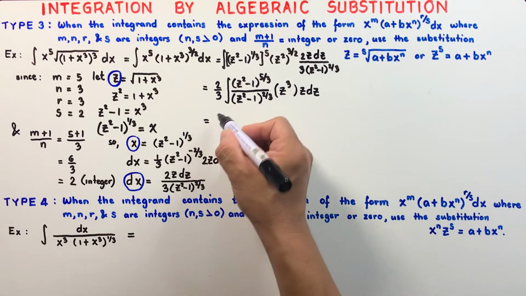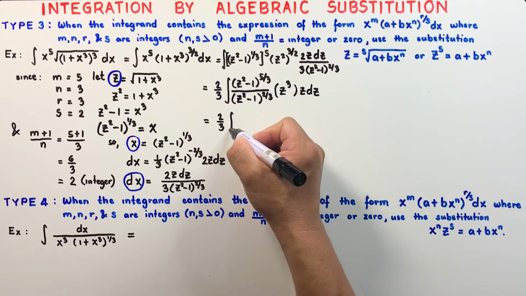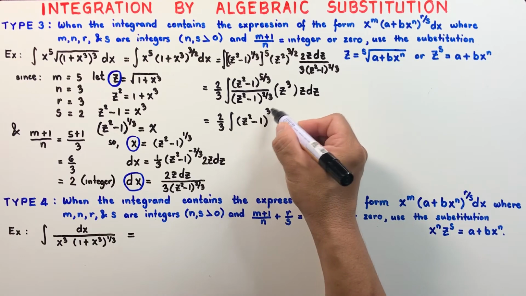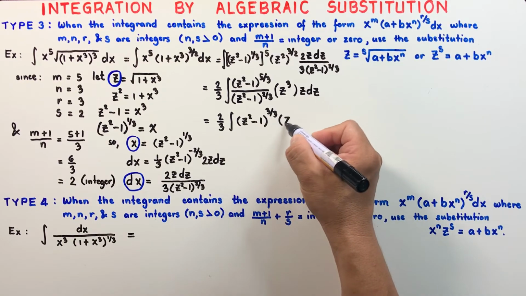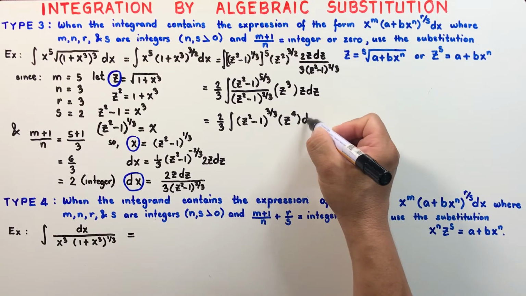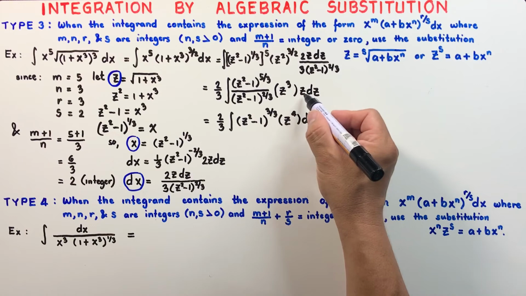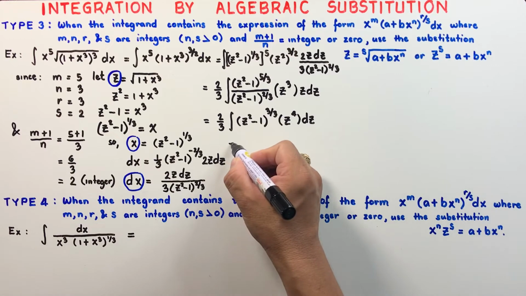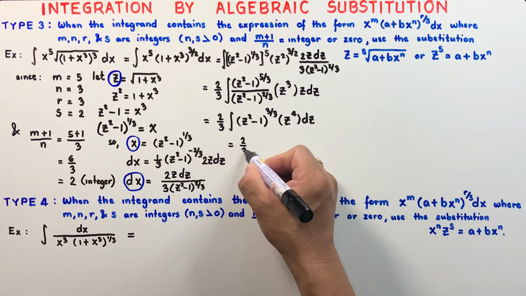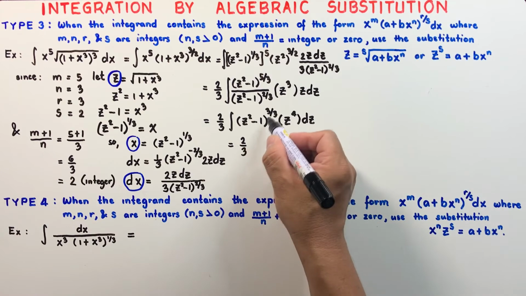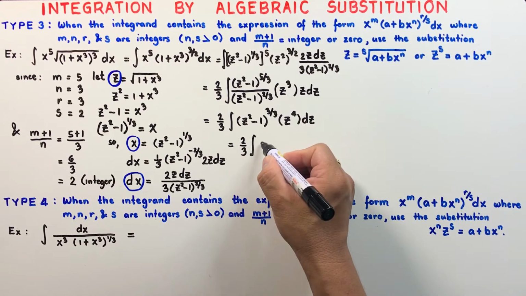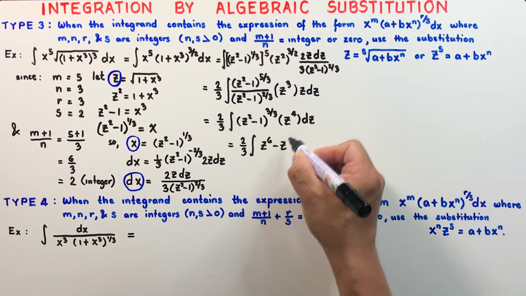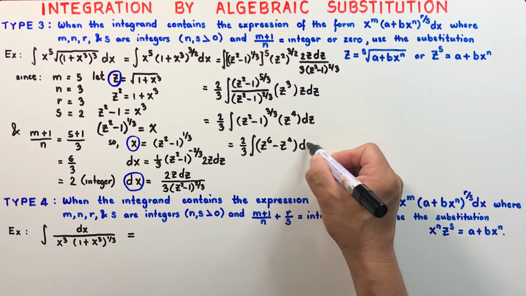So therefore, we have 2 over 3 times the integral of (z squared minus 1) raised to the exponent of 3 over 3 times z to the power of 4 dz. Because when z cubed is multiplied by z, the product is z to the power of 4. So distributing our factor of z to the power of 4 to this binomial, because this exponent is already 1, we have 2/3 times the integral of z to the power of 6 minus z to the power of 4.